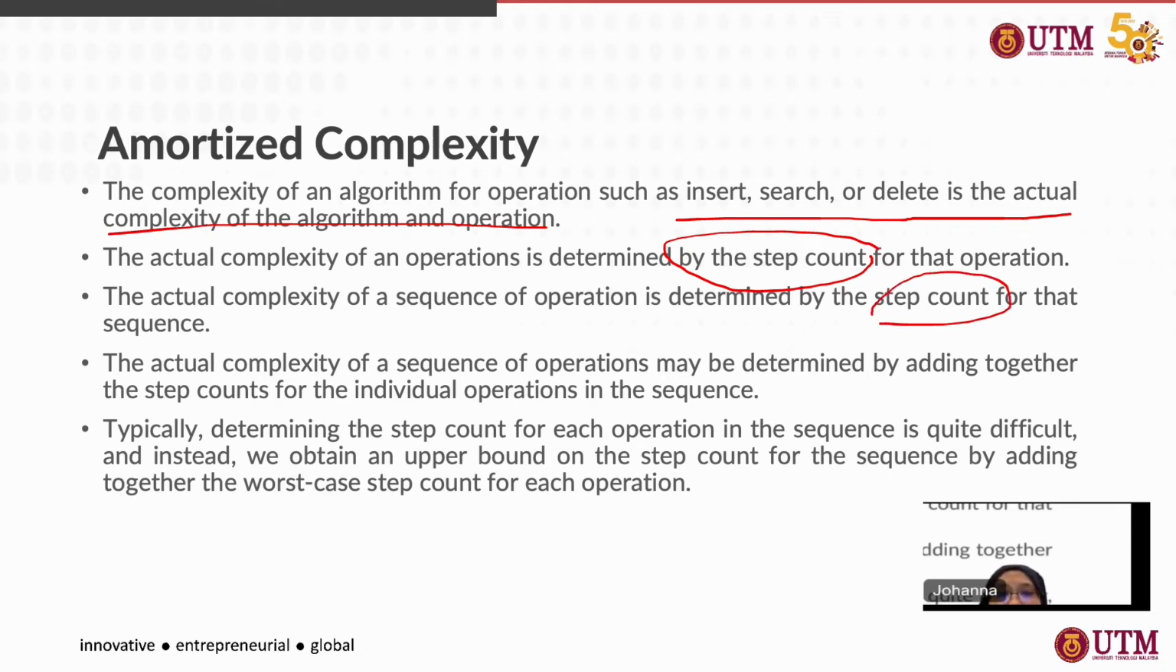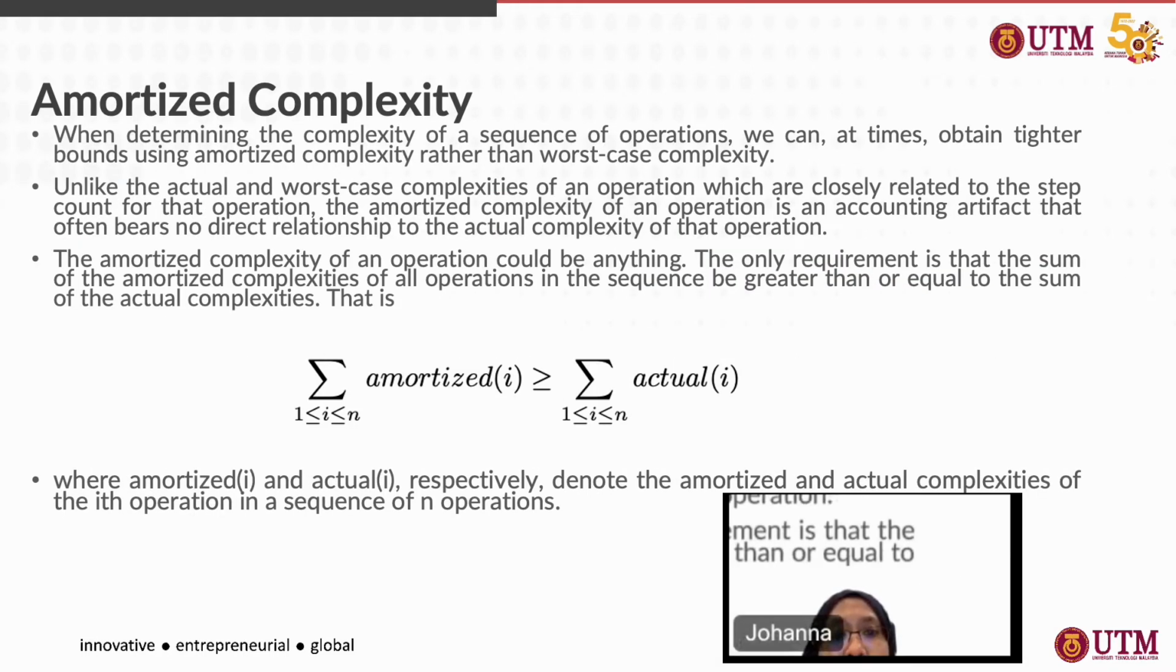So basically, amortized complexity is used when determining the complexity of a sequence of operations, where we can at times obtain tighter bounds. So the amortized complexity is like a tighter bound. At least we have that measurement, rather than only the worst case complexity. So this is the formula for the amortized complexity. It is like this.